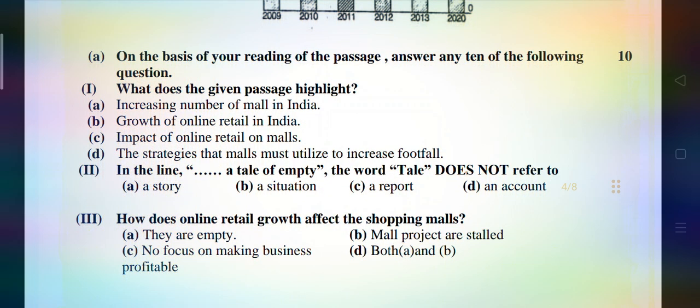What does the given passage highlight? Increasing number of malls in India, growth of online retail in India, impact of online retail on malls, the strategies that malls must utilize to increase footfalls. Whatever you like, you can choose as your answer.